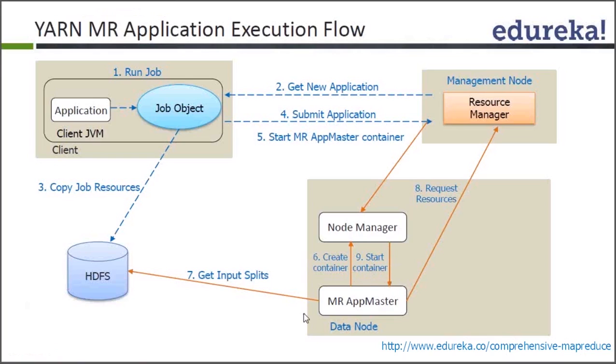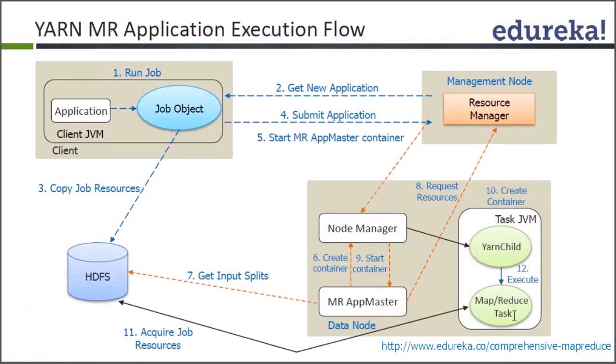And then step number 7, the application master will talk to the HDFS and will know the input splits, wherever the data is, right? And it will tell the node manager to actually start the container for the map and the reduce. So that is taken care of by the app master. So that is what the start container arrow is showing. Plus, for any resources, it will have to talk to the resource manager.